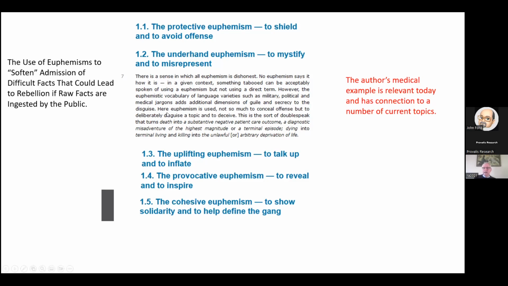to disguise. Here, euphemism is used not so much to conceal offense, but to deliberately disguise a topic and to deceive. This is the sort of doublespeak that turns death into substantive negative patient care outcomes, a diagnostic misadventure of the highest magnitude, or a terminal episode, dying into terminal living and killing into unlawful or arbitrary deprivation of life. So you kind of get the feel of this. And again, you could view this on almost any dimension in our world that's reported on in media.